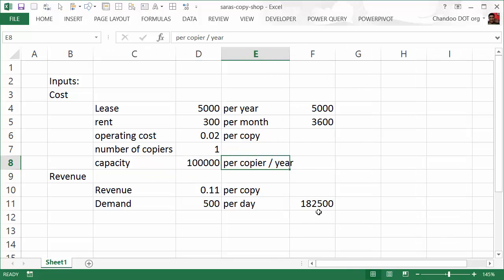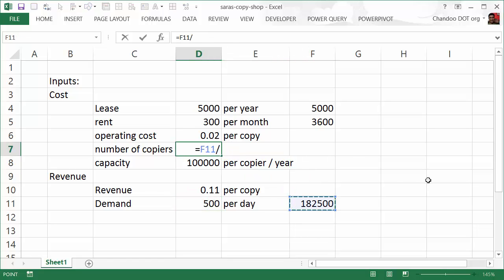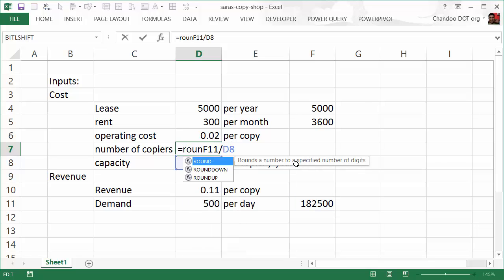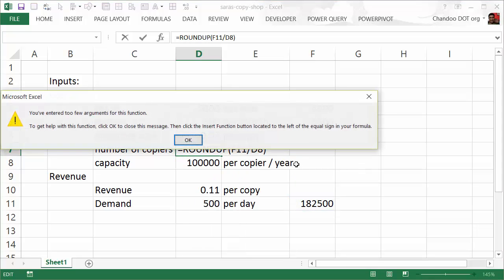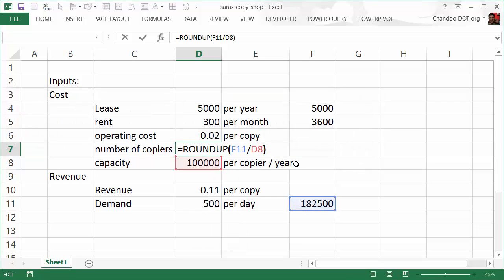Okay, so in this case what we need is, we don't need 1 copier, we actually need 2 copiers for that demand level. Okay, so we will link up this formula as that divided by this. Now when you do a simple division, you're going to get an answer saying we need 1.825 copiers, which is ridiculous. We need a round number of copiers, so we're going to do a roundup of that. I forgot to add 0, to do a roundup and add 0 decimal points. That'll give you the answer.